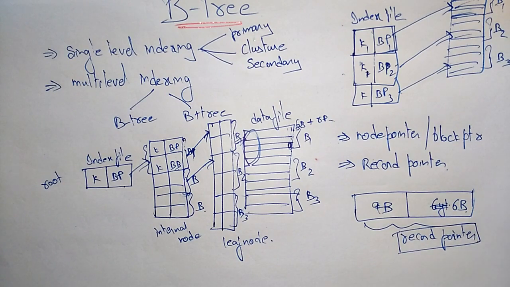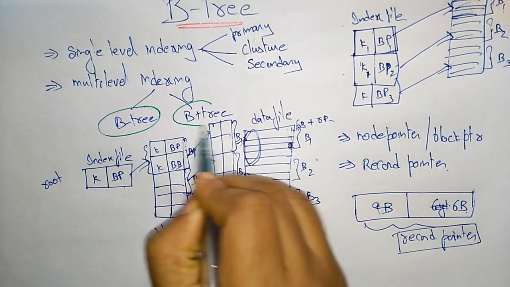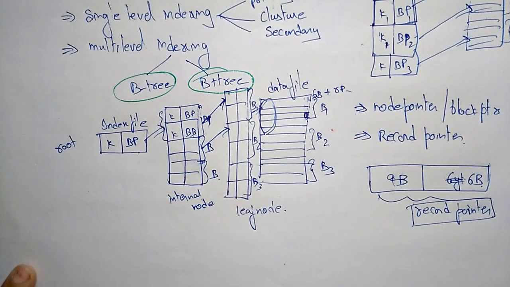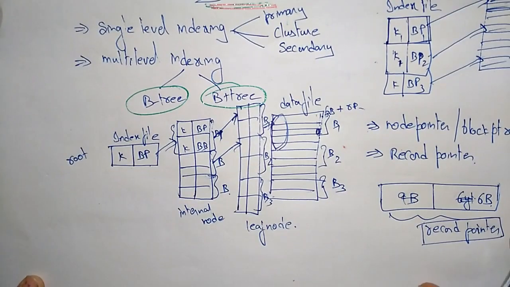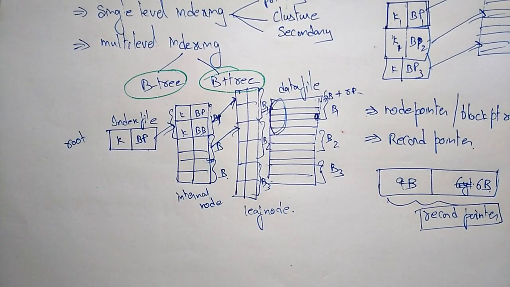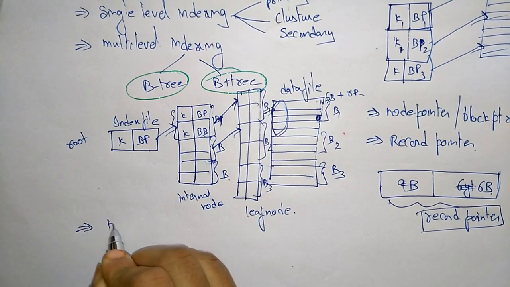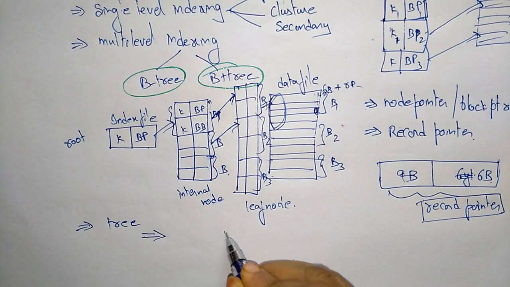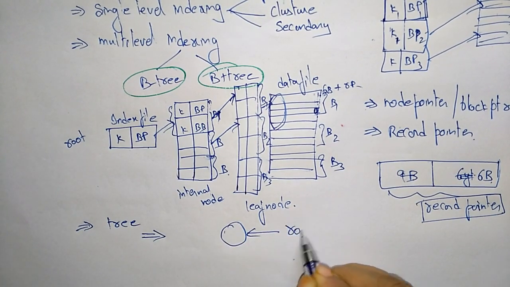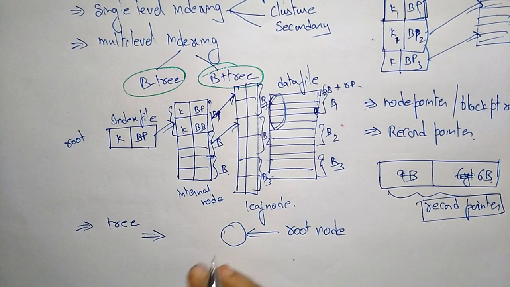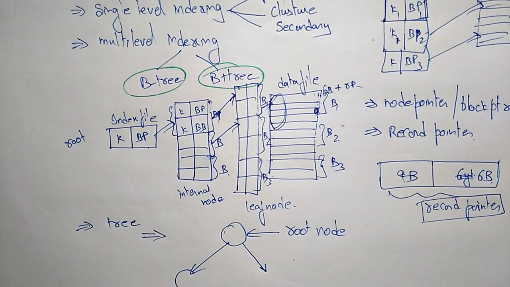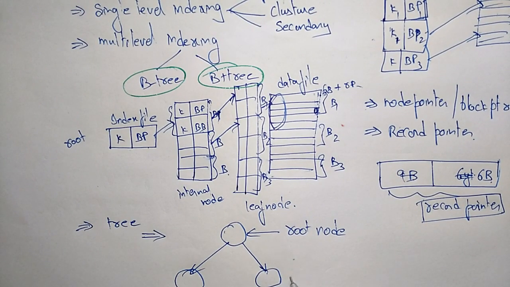So I said in multi-level indexing, B tree and B plus tree are the two examples. So let us discuss what are B trees now. Before going to know about B trees, what is a tree? A tree consists of first a root node, the first node whatever you call it as a root node, and below that you are having the child nodes. So you call it as child nodes.